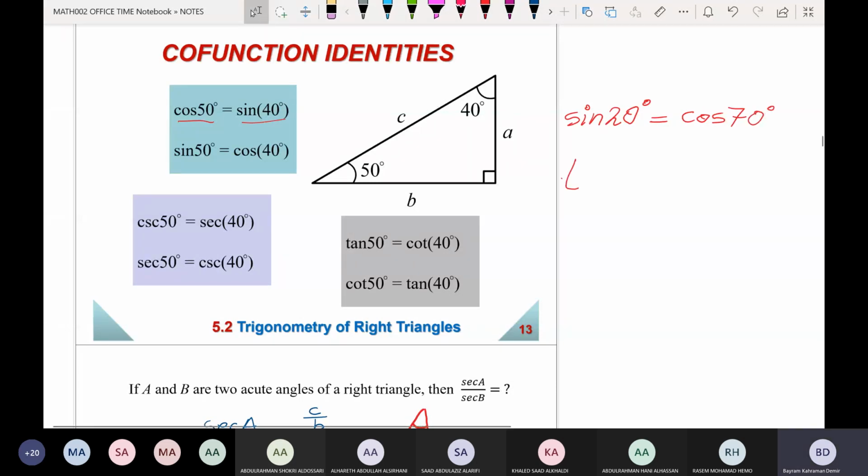How about a tangent of 5 degrees, what is it equal to? Tangent 85? Cotangent 85. Perfect. So the sum will be 90, because they are complementary, right? Yes. The sum must be 90 degrees.